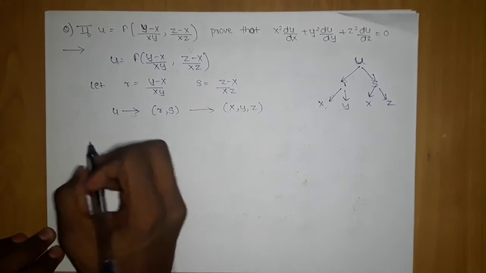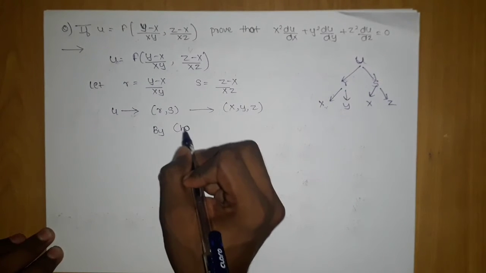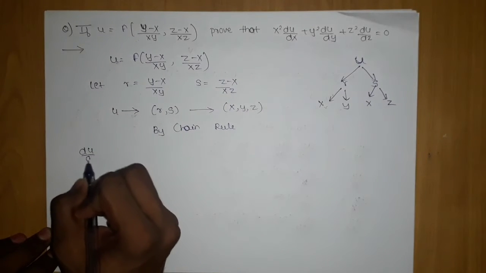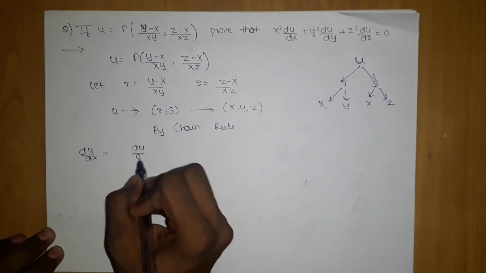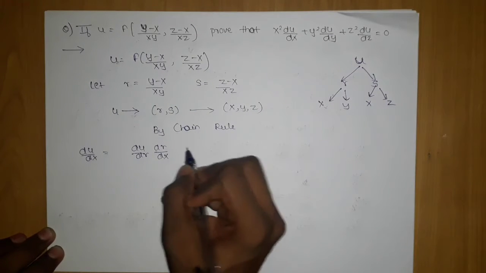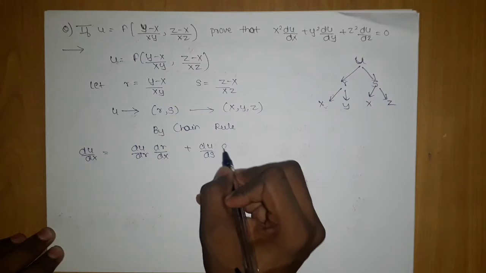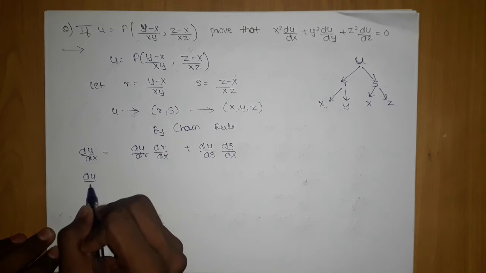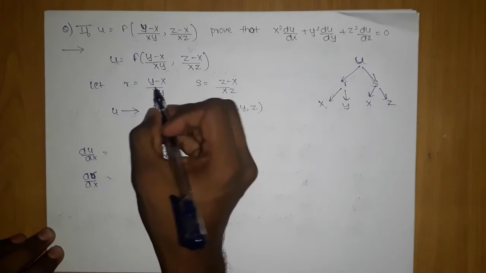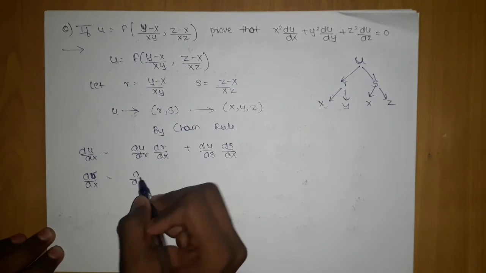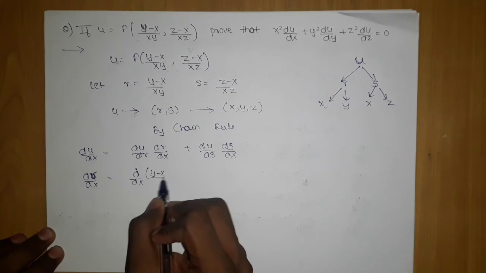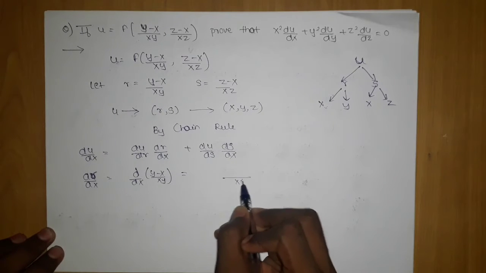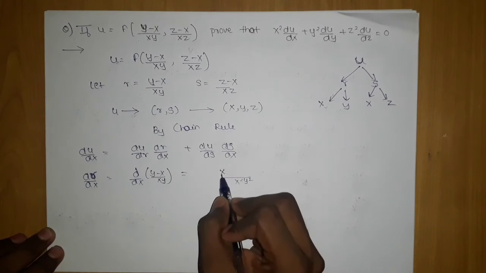Now you have to mention by chain rule what you can get for ∂u/∂x, which will be ∂u/∂r into ∂r/∂x plus ∂u/∂s into ∂s/∂x. Now you can get ∂r/∂x using these things. ∂/∂x of (y minus x)/xy, you have to substitute this value, and if you differentiate, you are going to get x squared y squared into x.